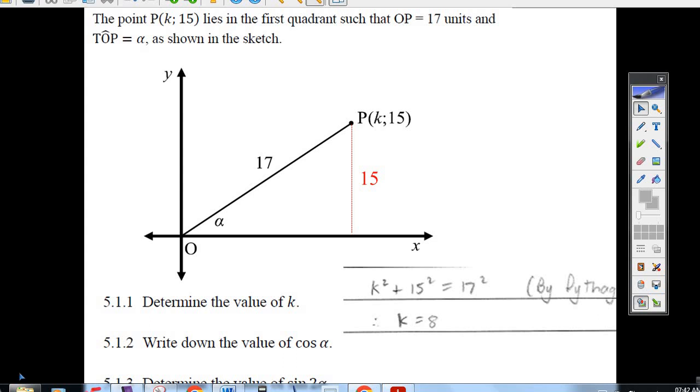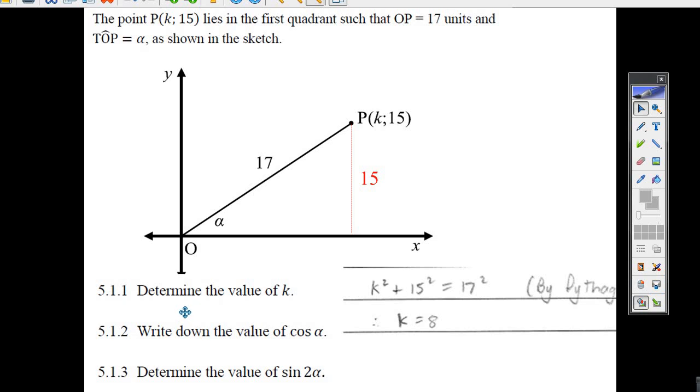Okay, this is question 5.1 of the November 21 prelim paper that we wrote in September that year, and it's the first part of trigonometry that's going to be on this control test 1, so this kind of thing should help. What you're given is a point K and 15, and the distance OP is 17, and you're told that this lies in the first quadrant. The first question is to determine the value of K.